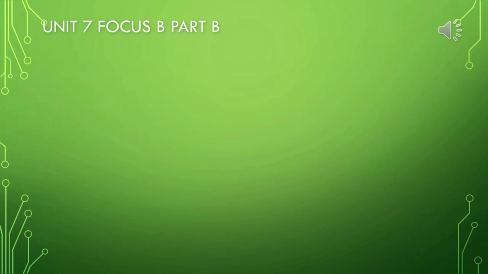Unit 7, Focus B, Part B. Read sentences 1 to 4 aloud and mark the intonation of the words in bold. Then listen, repeat, and check your answers.